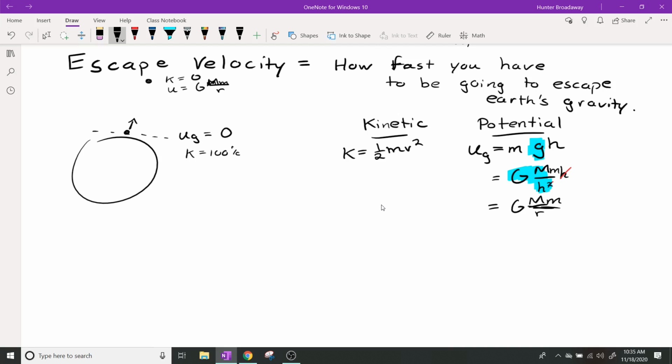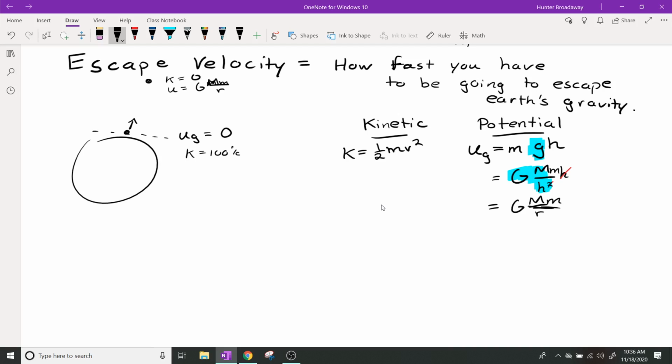Okay? Well, as it turns out, since there's no kinetic energy up here and there's no potential energy down here, the amount of energy that you spent to yeet yourself away from the Earth has got to be stored in that gravitational potential energy. So they're equal to each other.